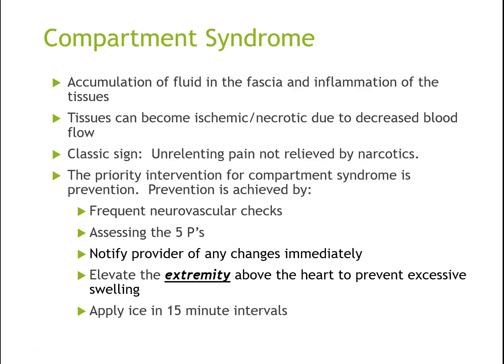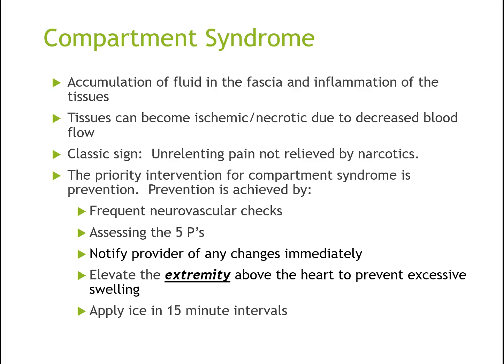So the classic symptom is the unrelenting pain. You give them something for pain, but when you come back to check them, they now tell you that the pain is either the same or it's gotten worse, usually a 10 out of 10. The priority intervention is obviously we want to prevent the compartment syndrome, but if it does occur, we want to have fast action. We want to be able to get a hold of that provider really quickly and have them come in and investigate the problem, because nerve damage can happen very quickly. Ischemia can happen very quickly.